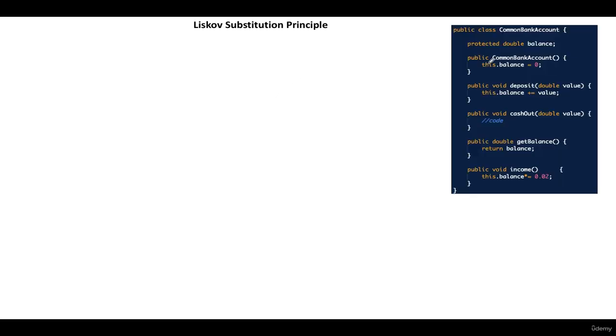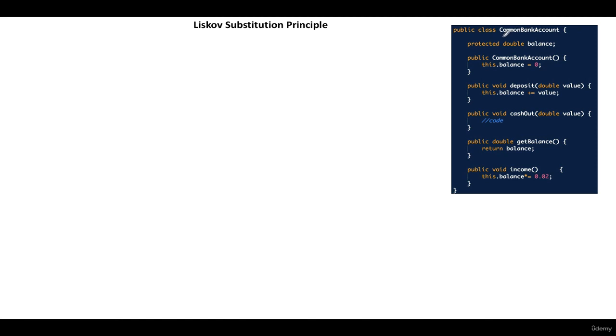Liskov substitution principle. This LSP principle states that if Derived is the subtype of Base, then the object of type Base may be replaced with the object of type Derived. What does that mean? Let's see with the help of an example.